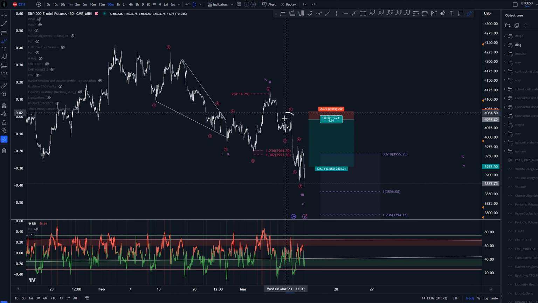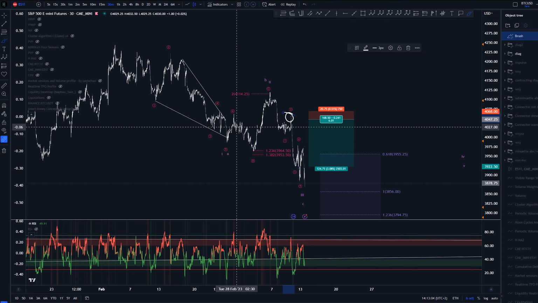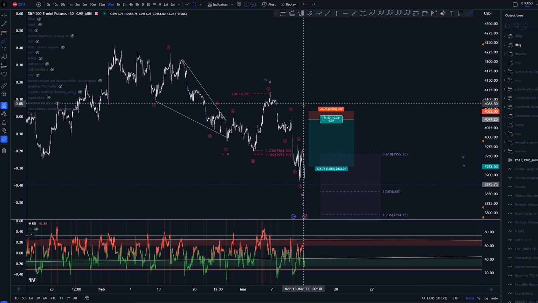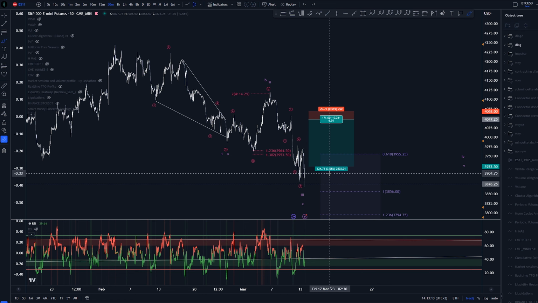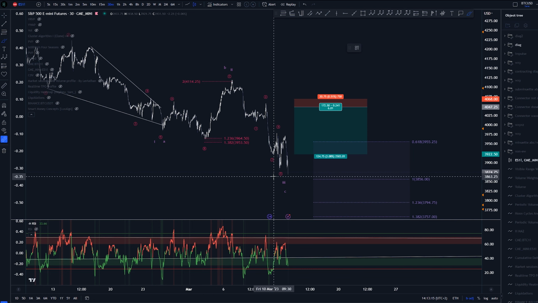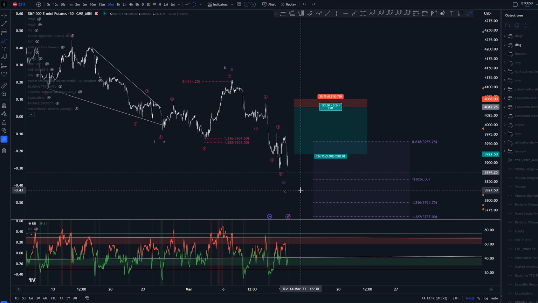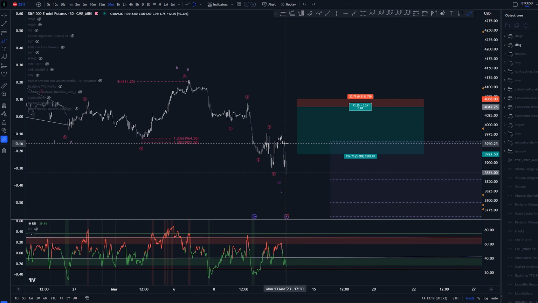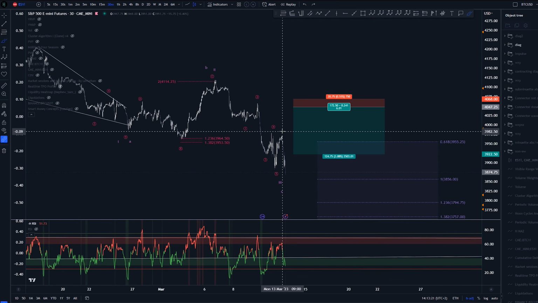Three-way pullback. We got this short here on the Patreon live stream last week Thursday, and yeah, since then we've been just plummeting downwards. I was expecting this to be ending soon, however it still seems like we are creating some new lows, and I'm not quite sure what this is about and what this structure is.